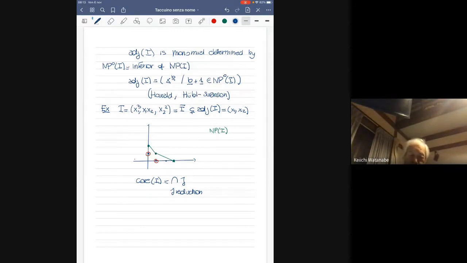And the torus action sends reductions to reductions. Hence, it fixes the core. Because since it fixes I, it sends a reduction of I to a reduction of I. And so it just sends reductions to reductions, so it fixes the intersection. So we get that this is a monomial ideal.